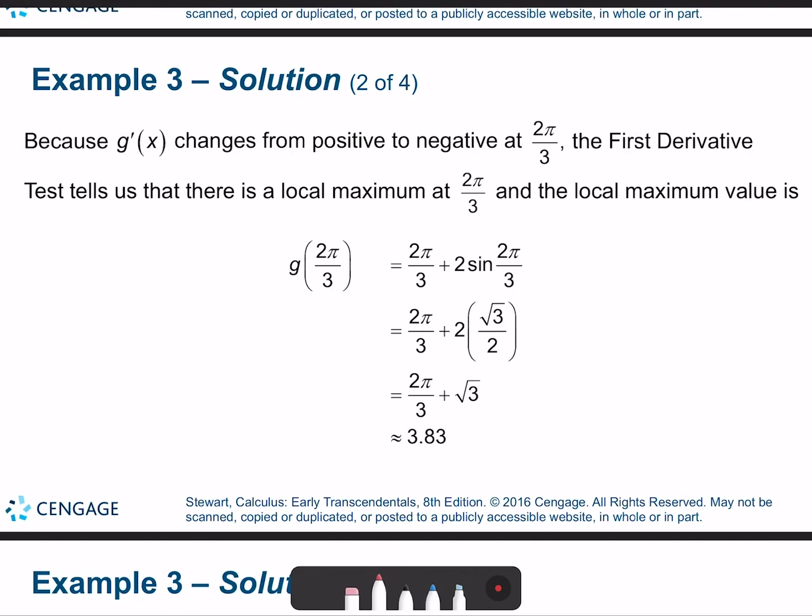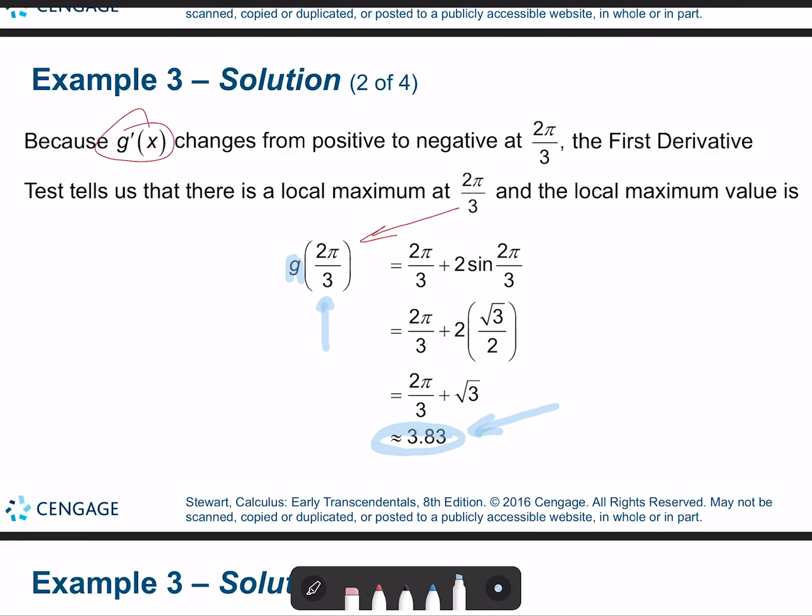Continuing on in the conversation about that same function g of x, because g prime changes from positive to negative at 2 pi over 3, the first derivative test tells us there must be a local maximum there, right? Because we were going uphill and then we transitioned to going downhill, positive slope to negative slope. We must be at the top of a hill. That's a local maximum. We can take the x value of that local maximum, plug it into our original function, determine the corresponding y value, and that y value will be the local maximum value. This is what happens. This is when it happens.